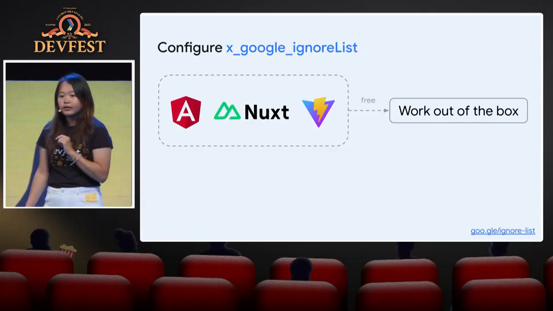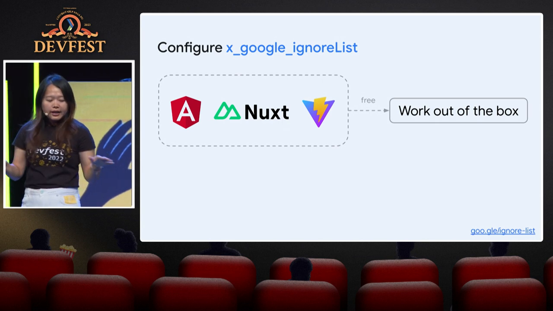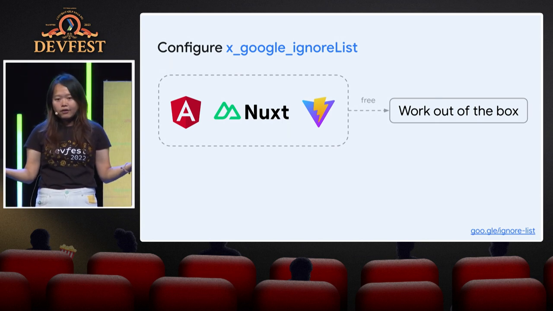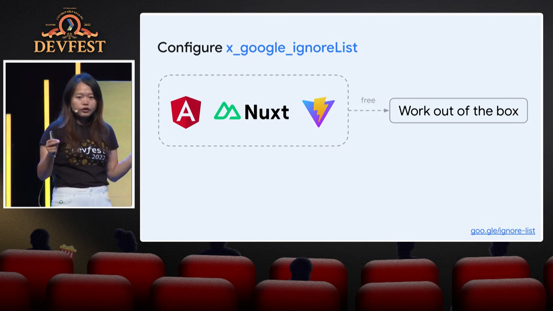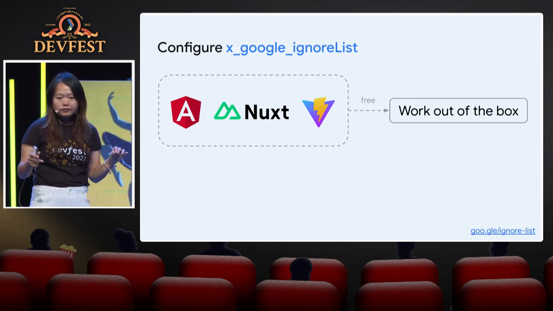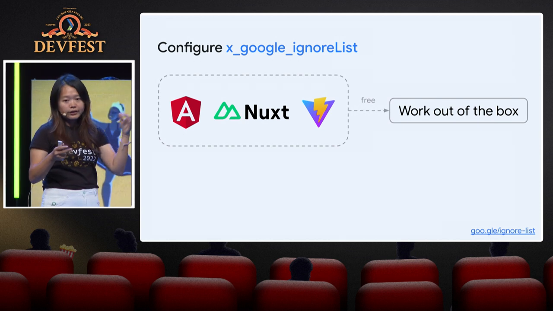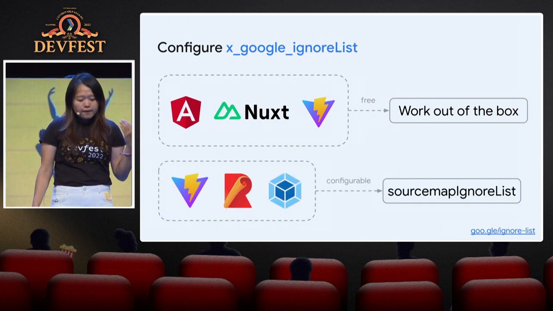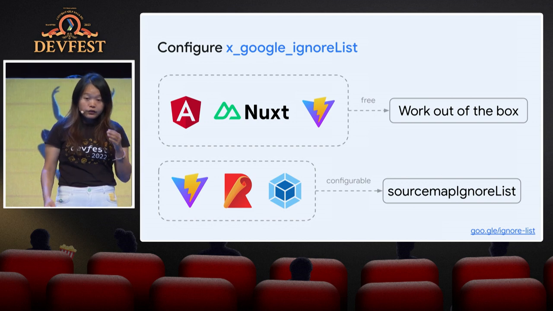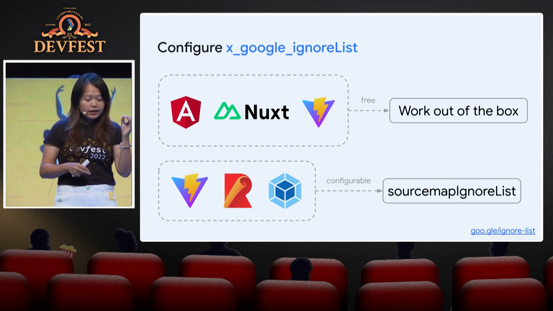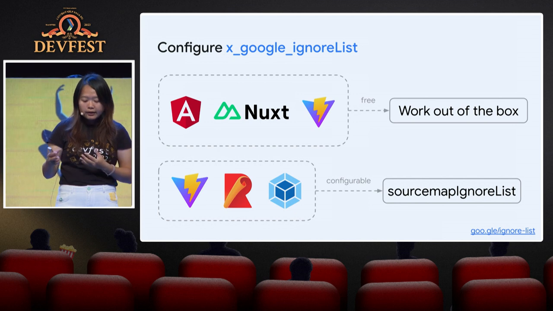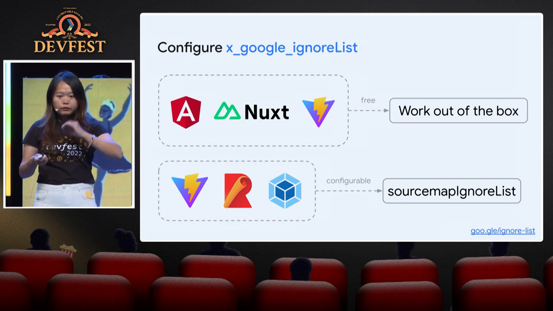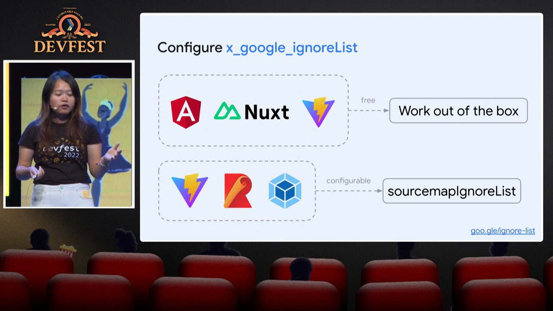Okay, and the good news is, if you are using Angular, Nuxt, and Vite, this setting works out of the box. So the node module files are ignored by default. You don't need to do anything, it will be grayed out and your debugging just works. And also, if you want to configure slightly further, if you are using Vite, Rollup, or Webpack, there is a way to pass this into the config file and configure that.